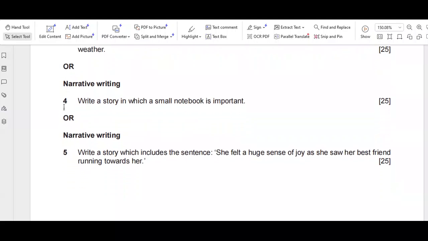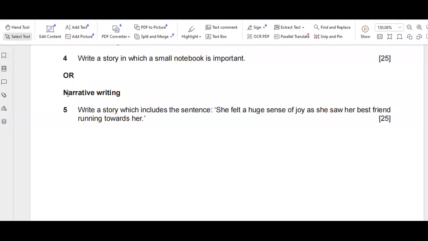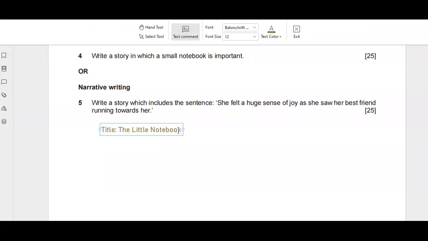Now, moving on to the narrative question that has been given to us, what specific plan are we going to follow? The question says: write a story in which a small notebook is important. So that means the title has been given to us already. A small notebook is important. So a small notebook can be a title, right? The little notebook.